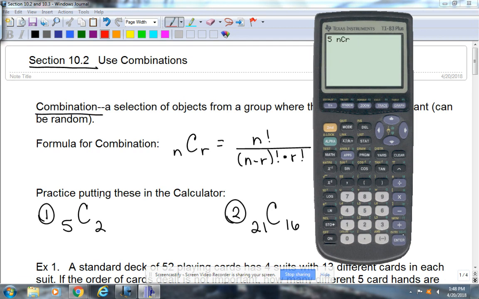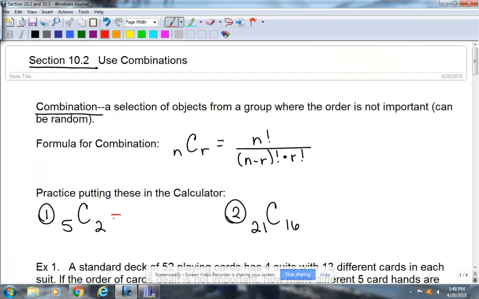And then you hit your R button, which is how many you're choosing. We're choosing 2 on number 1 down there. So we hit 2 and hit enter. And that's how many ways we can choose 5 objects. I said that backwards. It's how many ways we can choose 2 objects out of 5 in a combination when it's random. So there's 10 ways to do that. So you would just say equals 10.